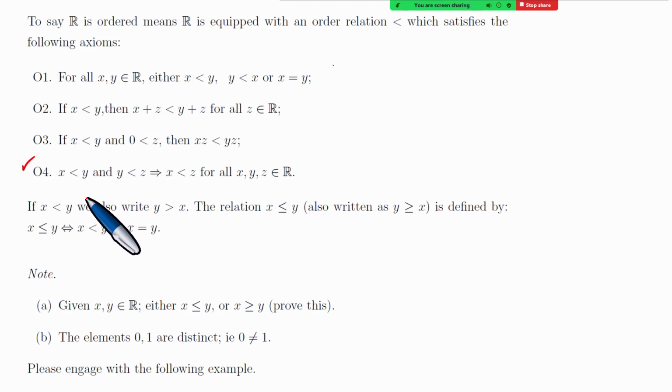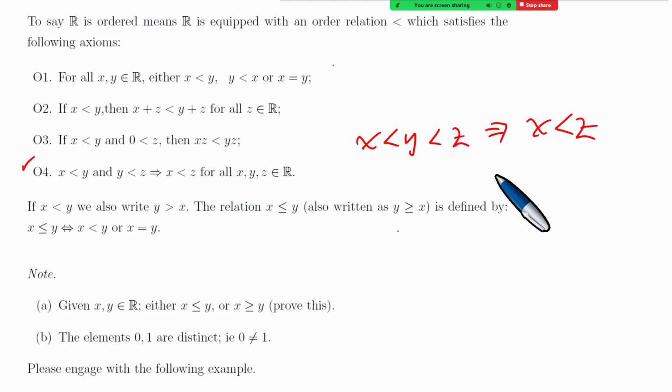If X is less than Y and Y is less than Z, then X is less than Z. This means X is less than Z for all X, Y, Z in R. Obviously, this one is the order relation called transitivity. So X is less than Y and Y is less than Z, so it means that X is less than Z in that order. And this is true for all of them. Surely this means that X is less than Z. And this one is called the law of transitivity.